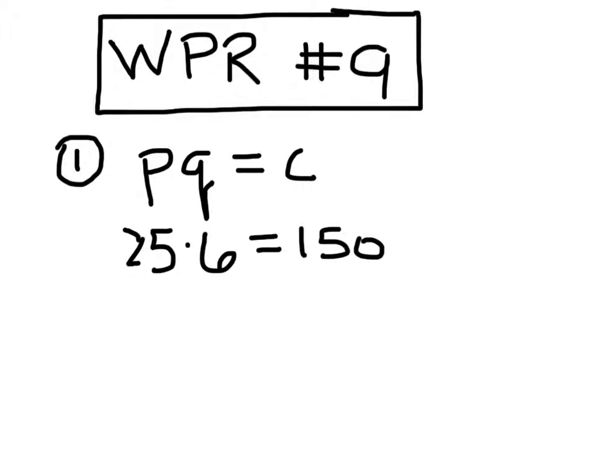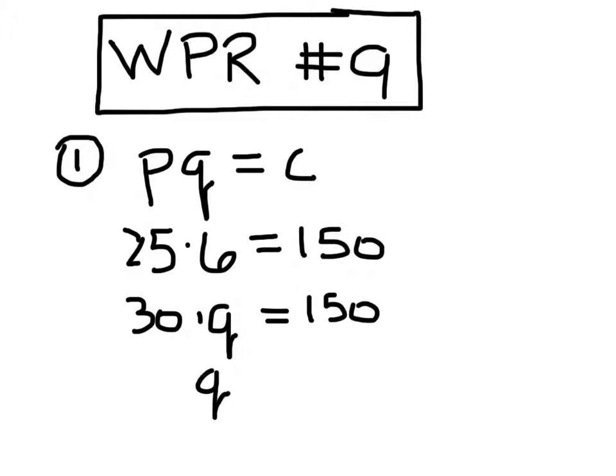And if P changes to 30, we can find the new Q value because 30 times the new Q value must still be 150. Dividing both sides by 30, we get 5, because 30 times 5 is 150. Notice that in an inverse variation, as one variable gets bigger, for example, P increases from 25 to 30, the other value gets smaller. The Q value decreased from 6 to 5.